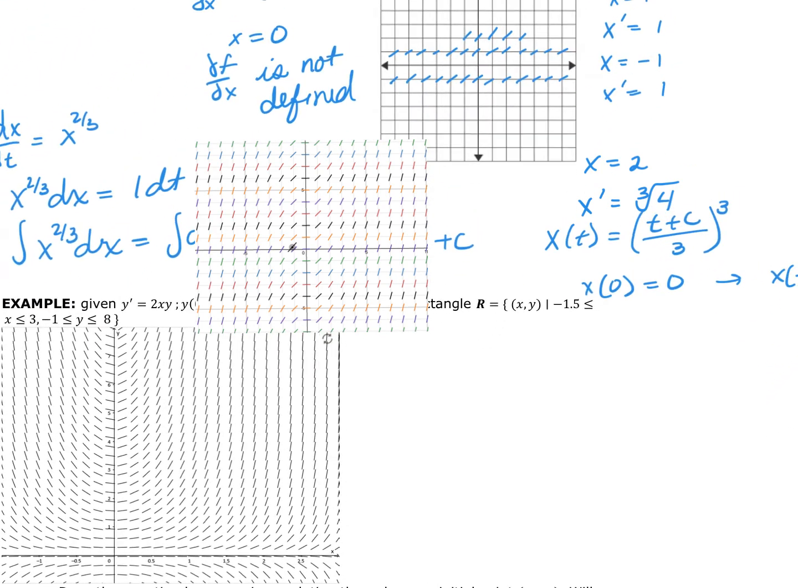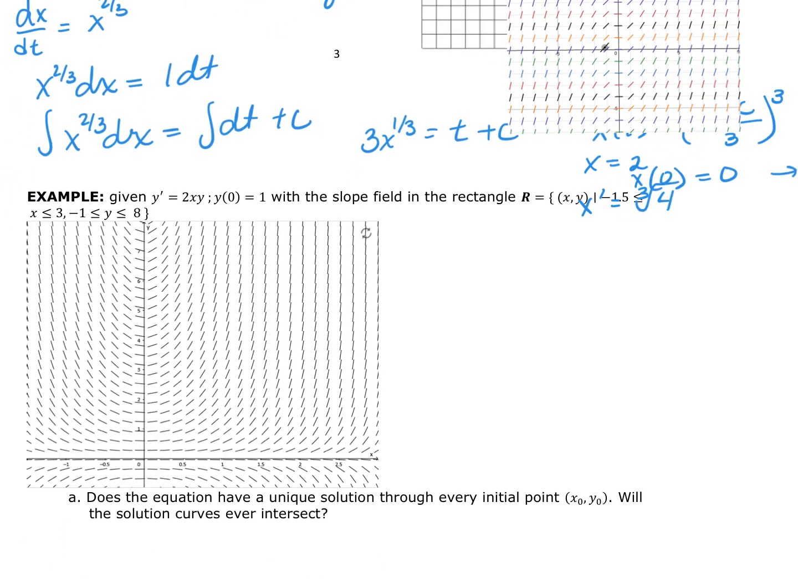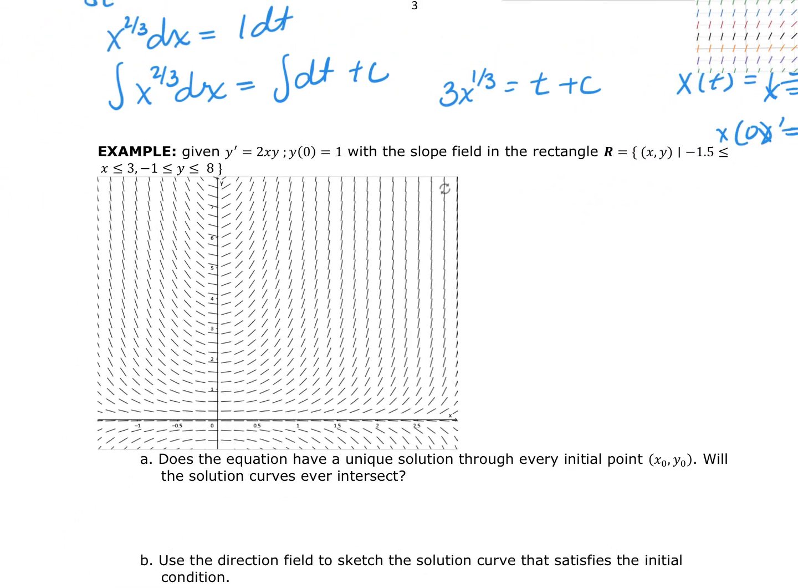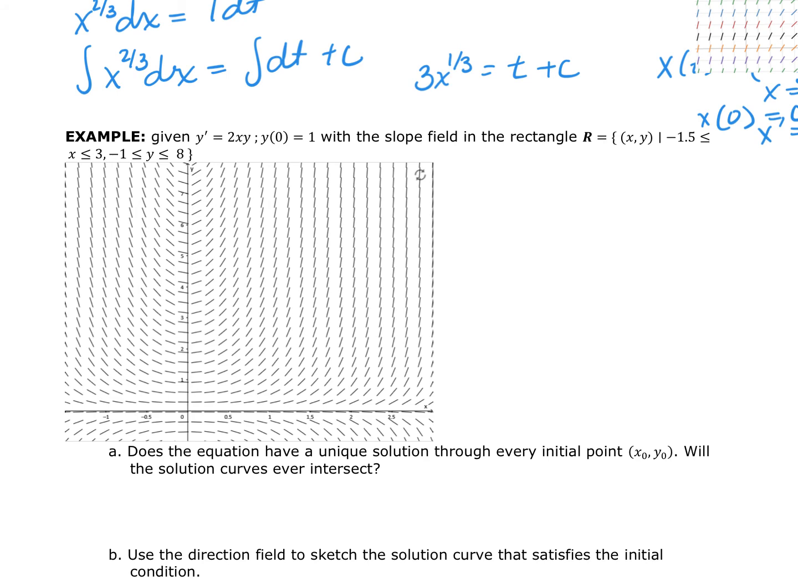Let's take a look at my next example. We're given this slope field for the differential equation y prime is equal to 2xy, where the initial condition of y of 0 is equal to 1, with a slope field in the rectangle of negative 1.5 to 3 for x and negative 1 to 8 for y.